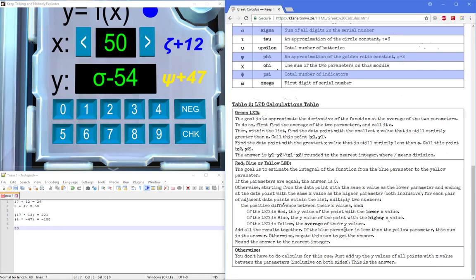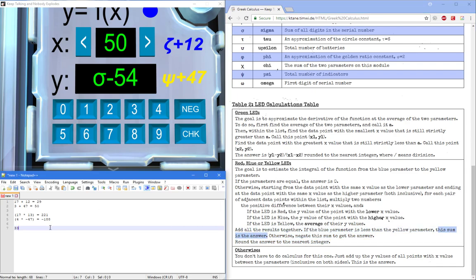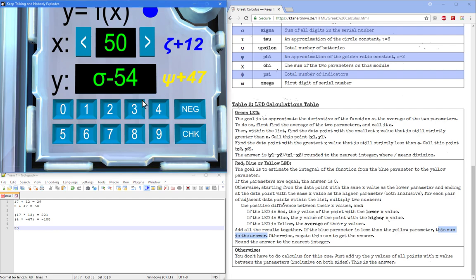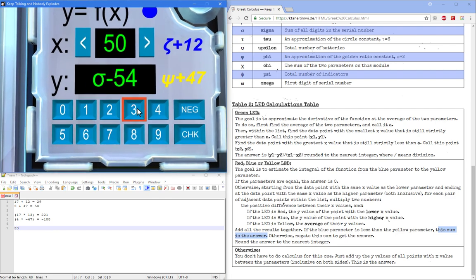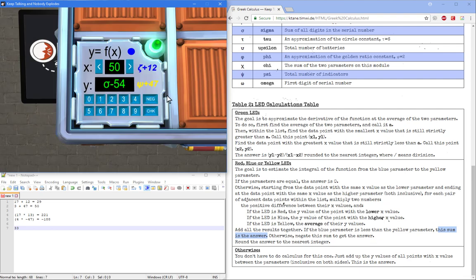So if the blue parameter is less than the yellow parameter, which it is at this point, the sum is the answer. All right. So we press 33, and press check. That's in our solved module.